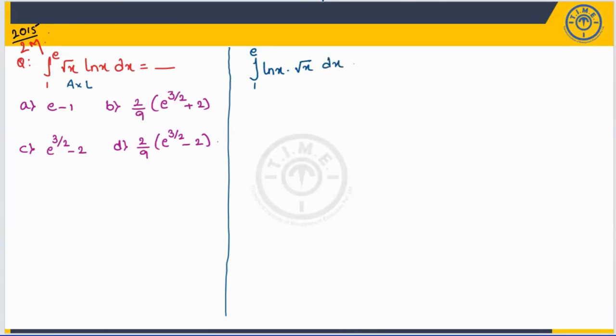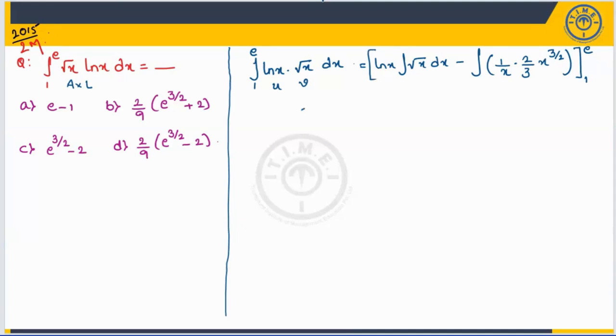Okay. So this is u and this is v. So apply the UV form. So there is u integral v minus integral of the derivative of log x into integral of root x, that is 2 by 3 x to the power 3 by 2. And the limits are from 1 to e.